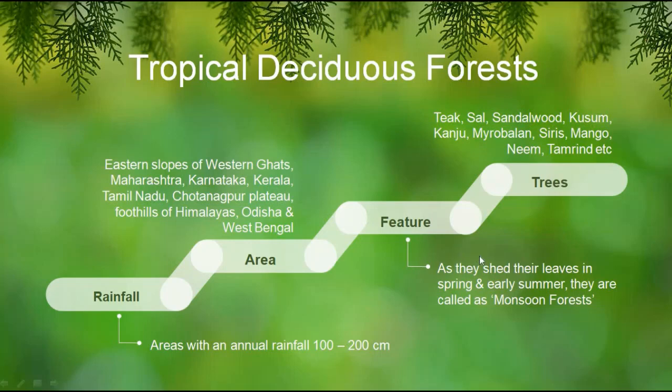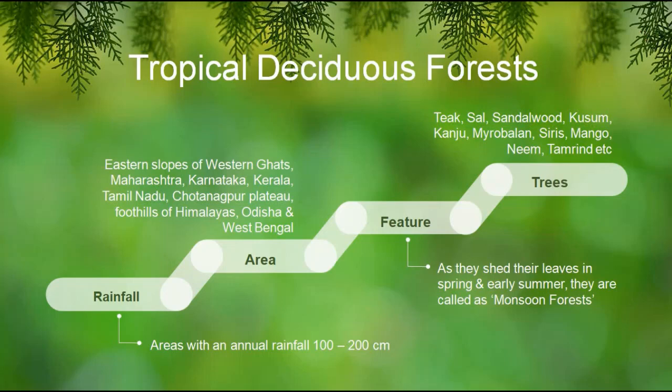The feature of this deciduous forest: as they shed their leaves in spring and early summer, they are called monsoon forest. Actually, it is a tropical monsoon forest. A small change, I think I found that in the textbook. A question comes: why are monsoon forests called deciduous forest?